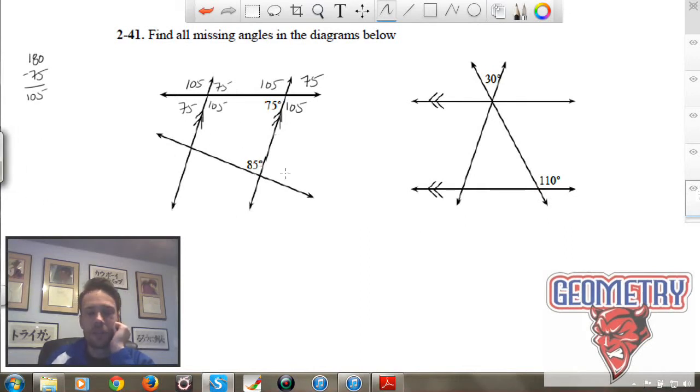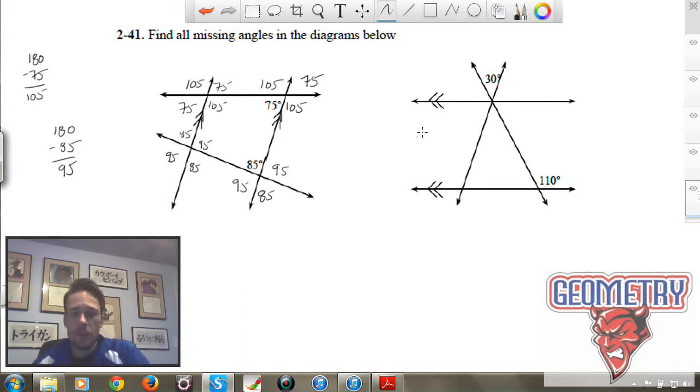The bottom situation is exactly the same, just on a different transversal. So if this angle is 85, then this angle is 85. To find the supplement, we take 180 minus 85, which leaves a supplement of 95. And then these angles are all corresponding to the other chunk of angles there. So 95, 95, 85, 85.